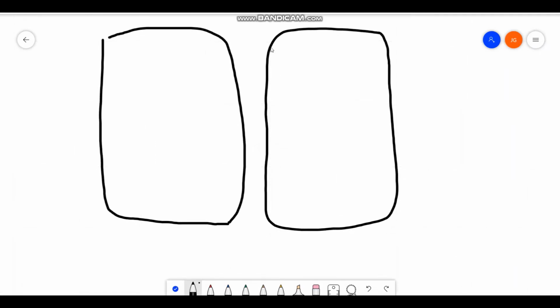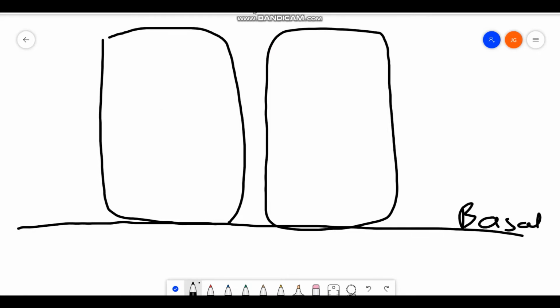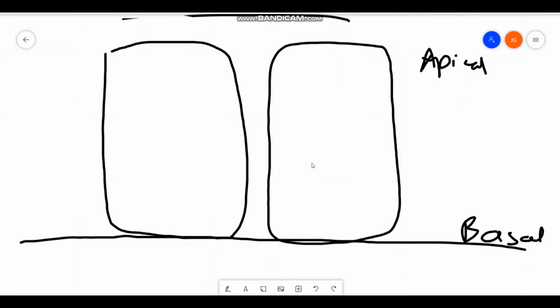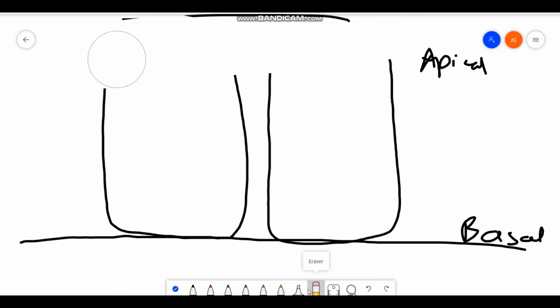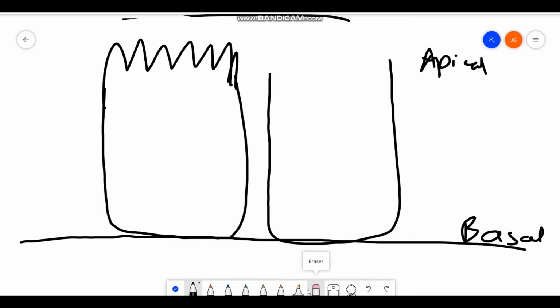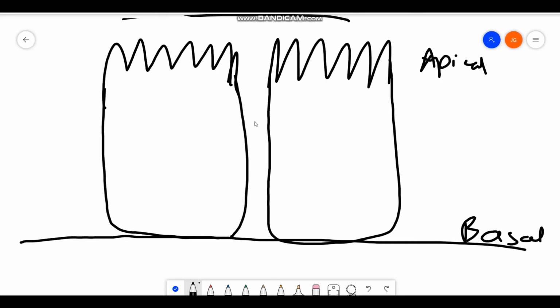And let's say that this is the basal side of the cell. Basal, meaning this is where this cell is going to be anchored to some kind of surface. And over here you have your apical side of the cell. So this is going to be facing your lumen. A good example of this would be in your small intestine, your villi. So actually, it's going to look something like this. Okay, that's probably more realistic.